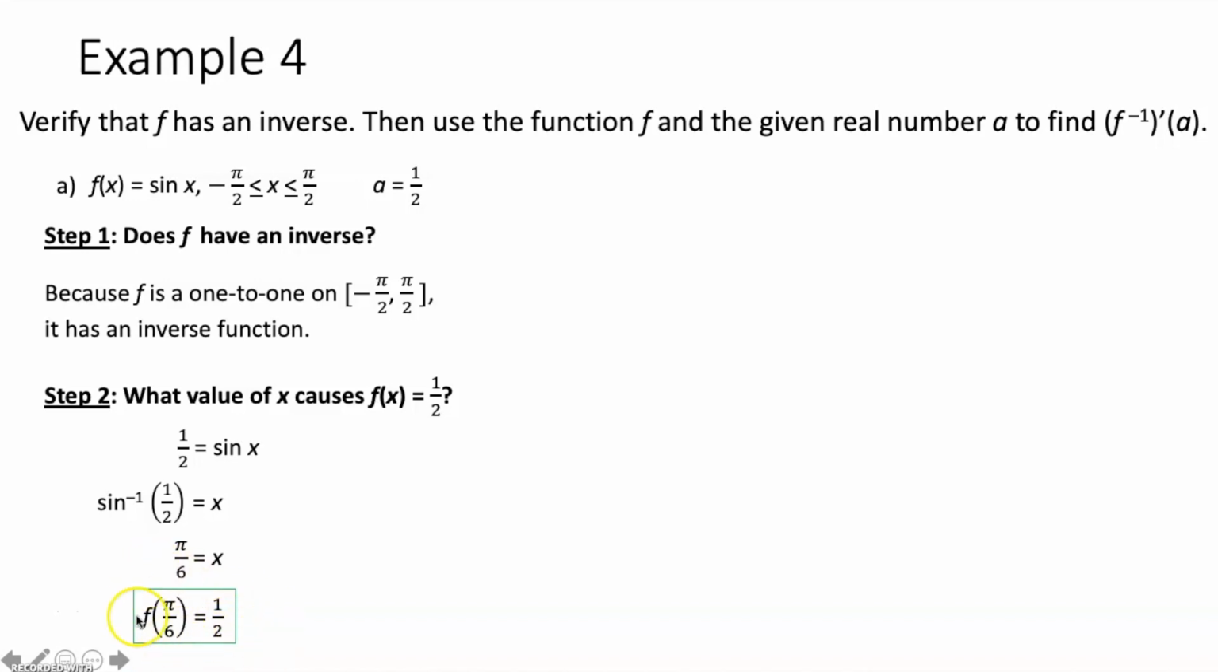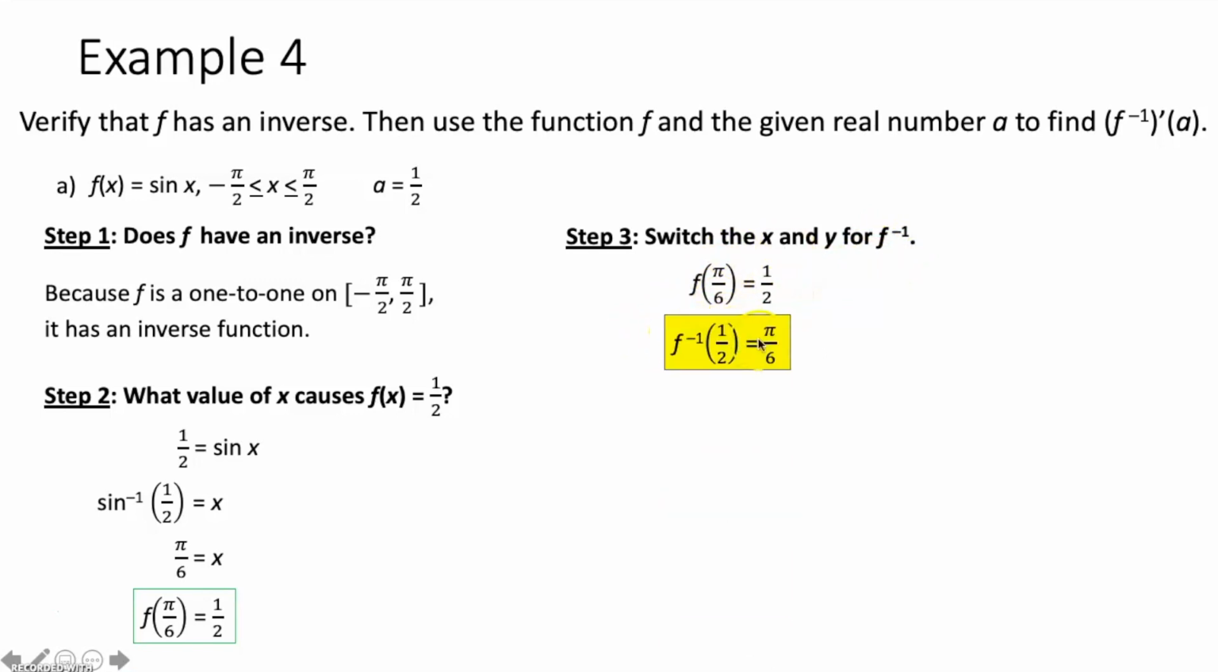So we're going to take this, f of pi over 6 equals 1/2, and we're going to use this in step 3, where we switch the x and the y for our f inverse, for the inverse function. So we say if f of pi over 6 equals 1/2, then f inverse of 1/2 is equal to pi over 6. Now what we can do in step 4 is use the derivative of the inverse formula, which looks like this. We are trying to find f inverse prime of 1/2.